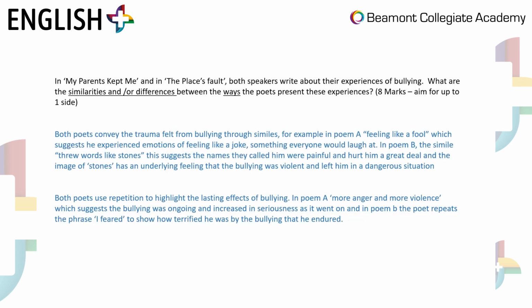And it might look something like this. Both poets convey the trauma felt from bullying through similes. For example, in poem A, you can use poem A and poem B as well to cut down on writing the titles out, okay? Poem A, feeling like a fool, blah, blah, blah. And poem B, through words like stones.